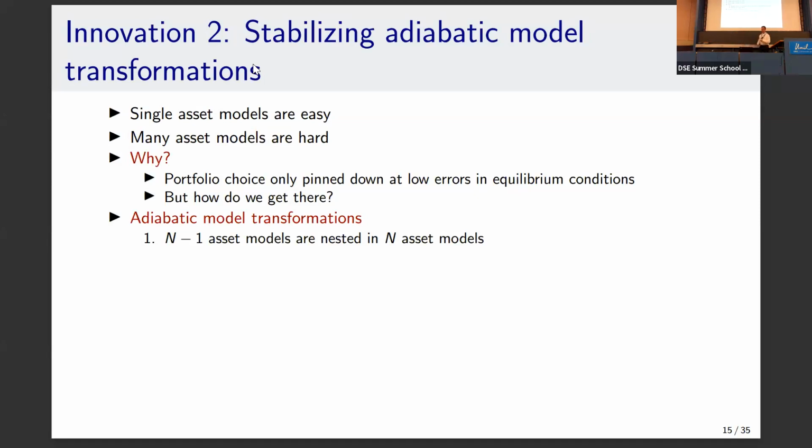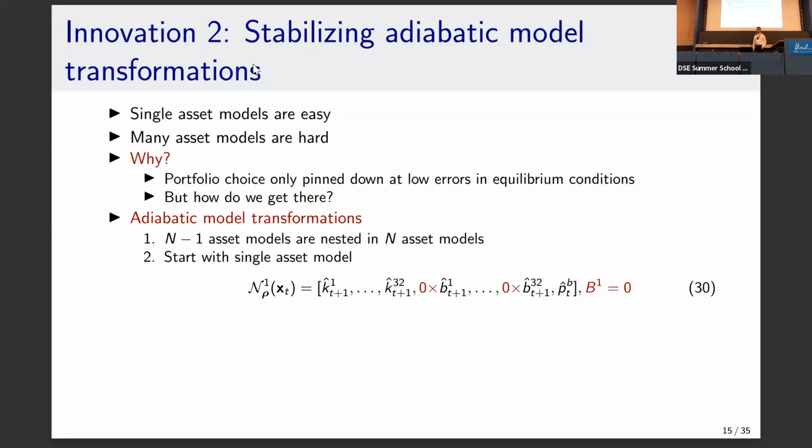We realize that an n asset model always nests an n-1 asset model. In this example, if I just multiply all the bond predictions by 0, I set the net supply of the bond to 0, and I put the borrowing constraint to 0, then this model now becomes a model with only capital.